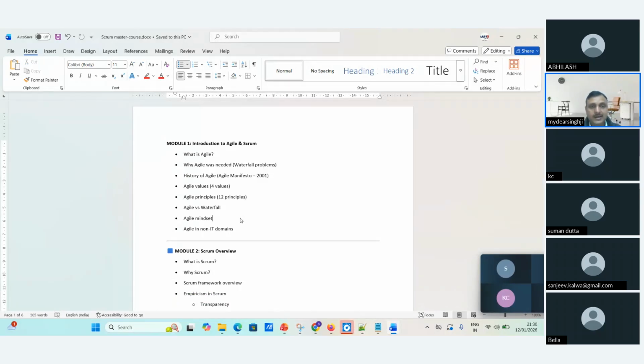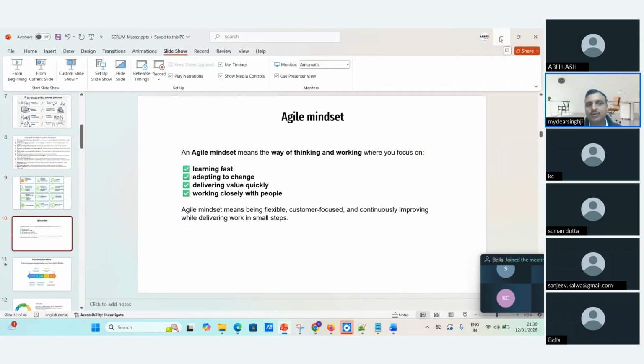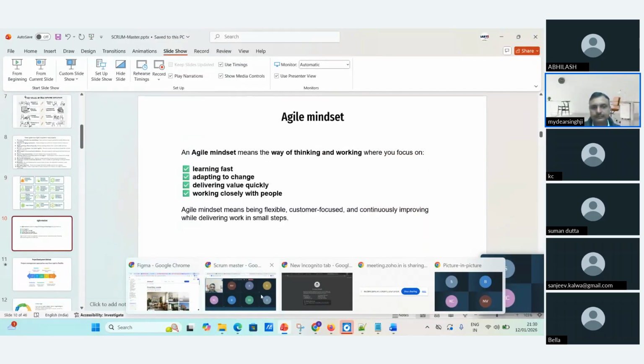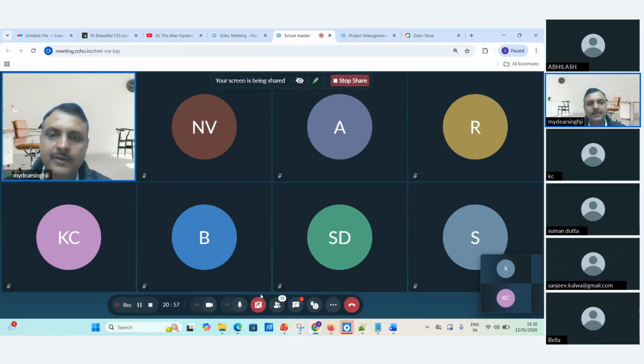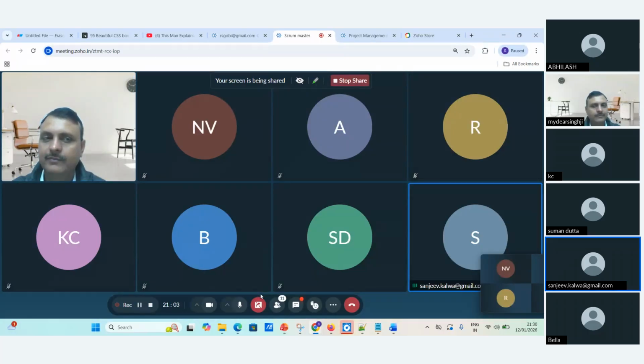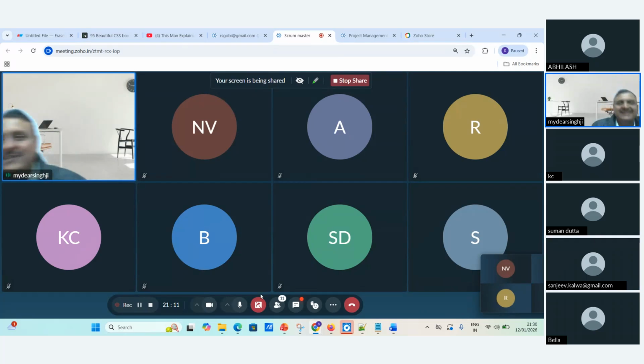Agile in non-IT domains. Can we use Agile in non-IT domains? Is this possible, guys? Can we use Agile in non-IT domains? Is this possible? Yeah, it is applicable wherever. Even in our home, we can apply this. Excellent, Sanjeev. Excellent.